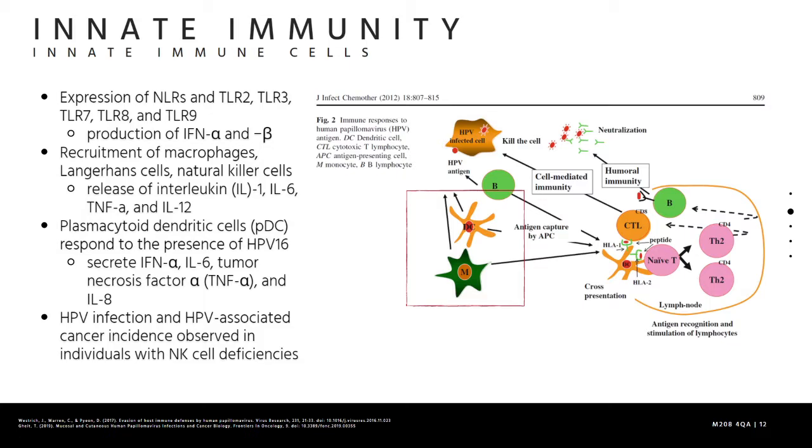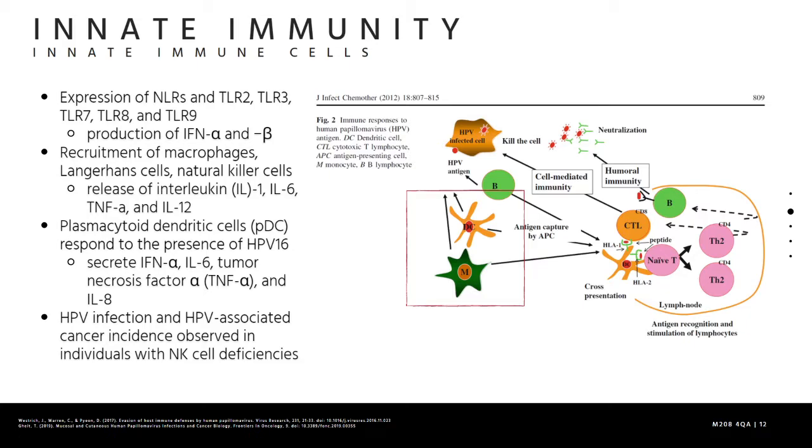And then the activated immune cells also release inflammatory cytokines like interleukin 1, IL-6, tumor necrosis factor alpha, and then IL-12, which will induce local inflammation, and they can function as danger signals as well. A specific type of dendritic cells, the plasmacytoid dendritic cells, respond to the presence of HPV 16, and these can secrete various cytokines like interferon alpha, IL-6, tumor necrosis factor alpha, and IL-8.